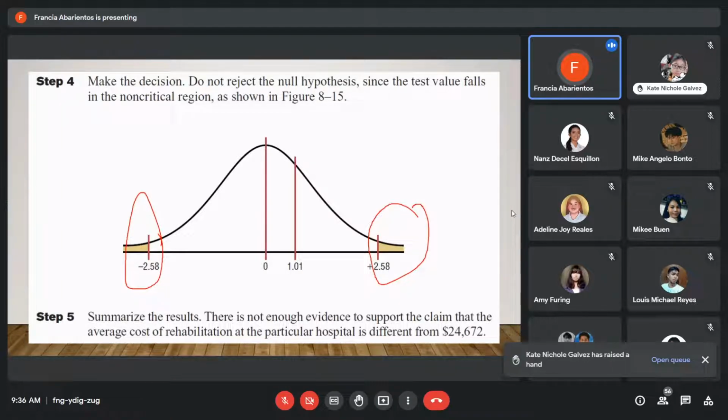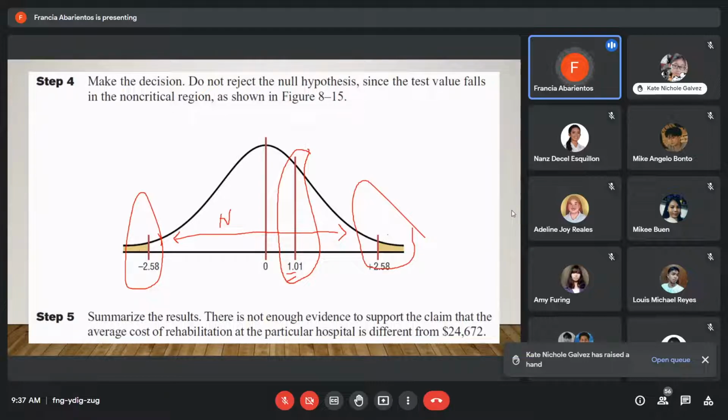So, kinuha na natin yung critical region. This is now your critical region. And ito, class, yung nakuha natin test value using the different values that are found in Z-test, which is 1.01. Okay. Yung 1.01 natin, andun siya sa, saan siya, class? Nagpo-fall siya dun sa non-critical region or yung do not reject.